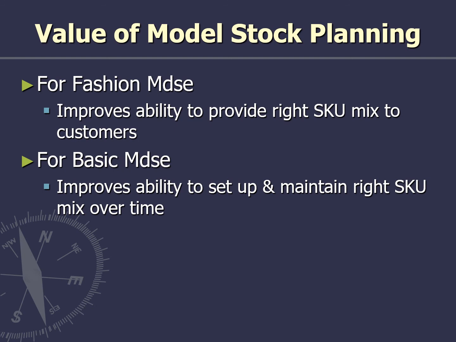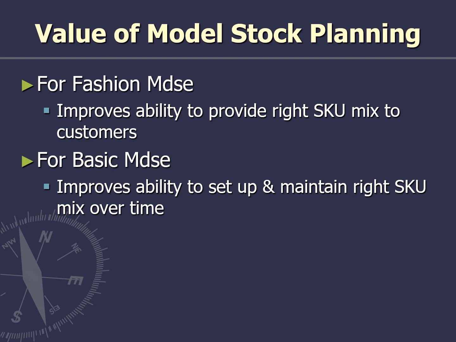So the model stock planning was focused on planning the right mix of SKUs for each category or each item classification. Whereas for basic merchandise, the goal of the model stock planning is to set up and maintain the right SKU mix over time. Basically, what that means is that we want to maintain a consistent amount of stock at the specific item level, so that across time, the SKU mix that we planned and that works well initially will continue to work well over time.